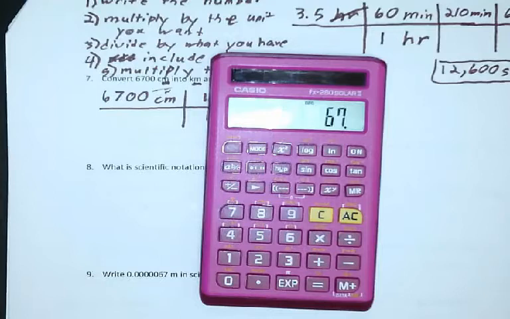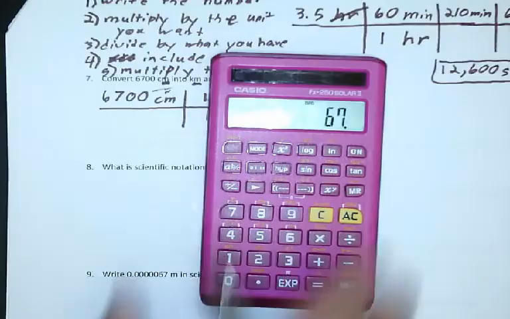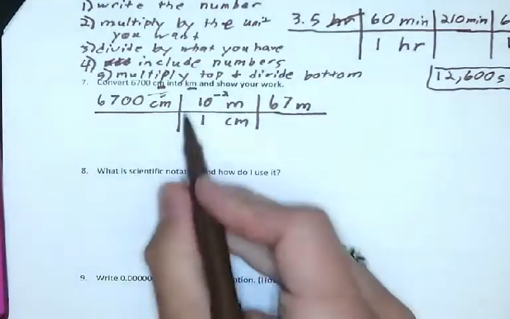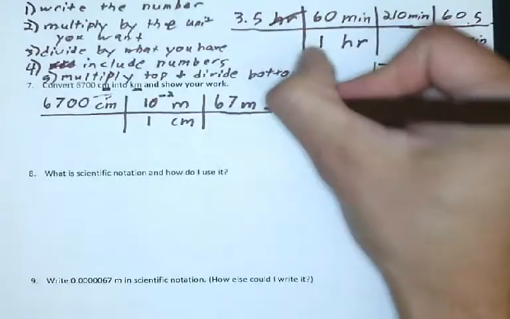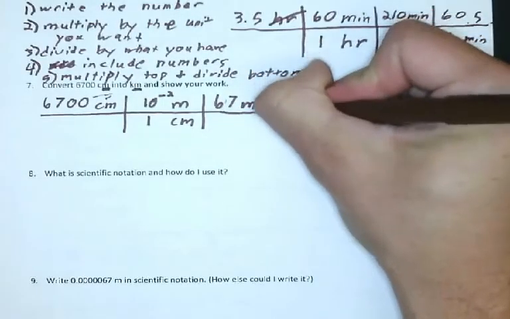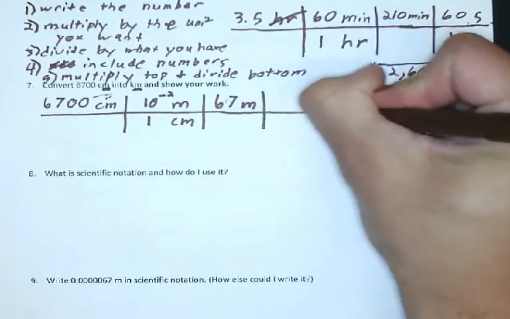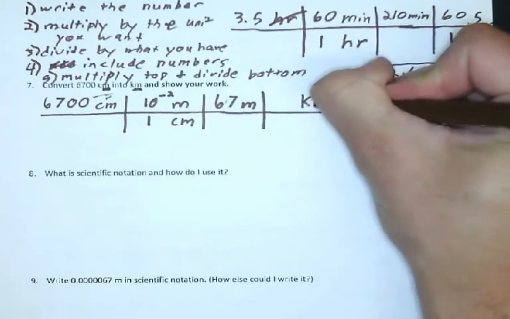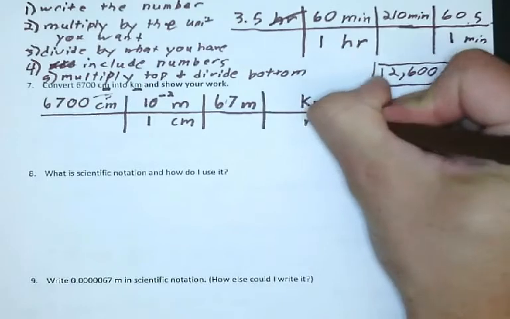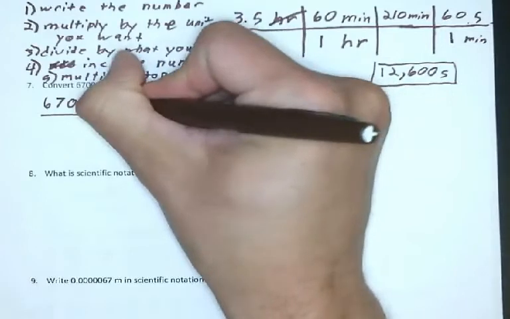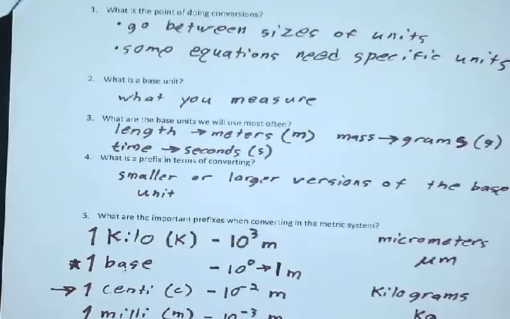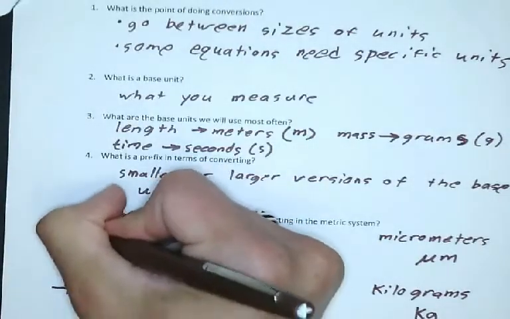All right. So we got 67 meters. But I don't want 67 meters. I want how many kilometers I have. So, same thing. Write the number. It's already down. The unit I want, kilo. The unit I had, meters. Include the numbers. Okay, I got to go back to the front side. I need to find kilo.